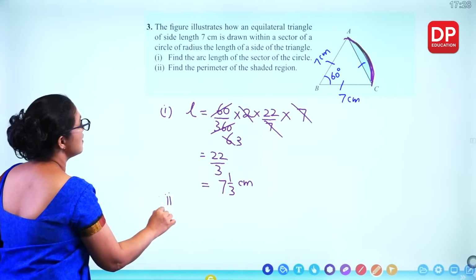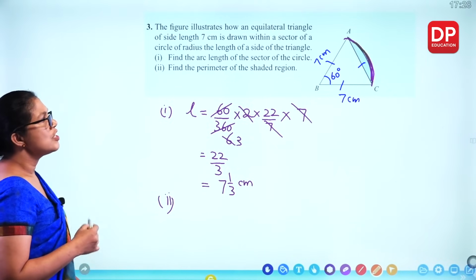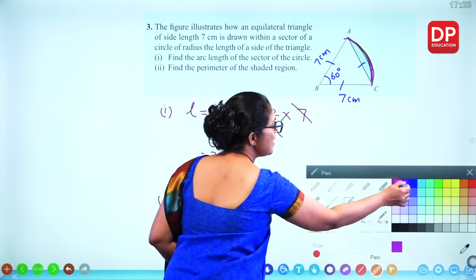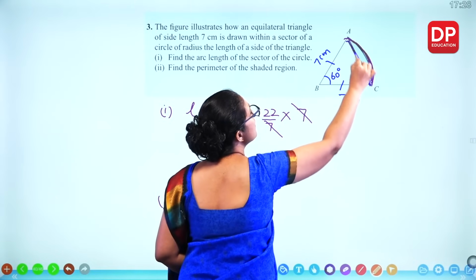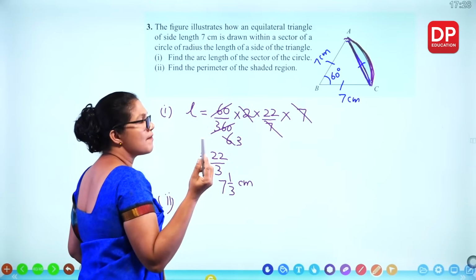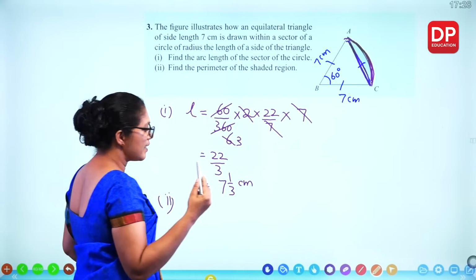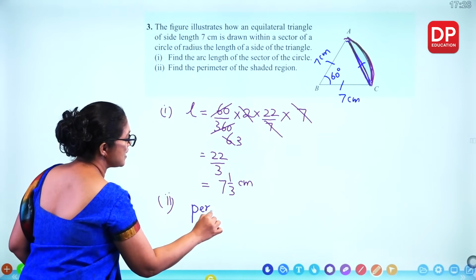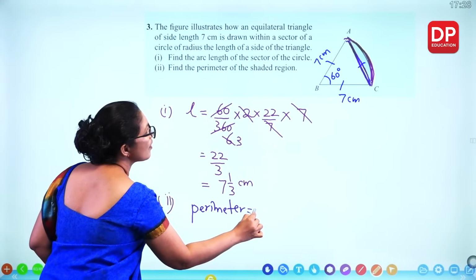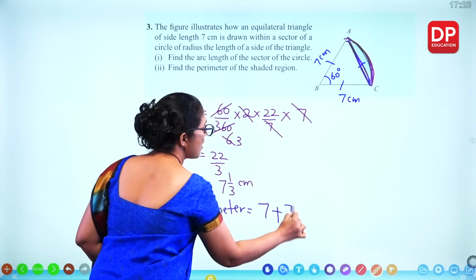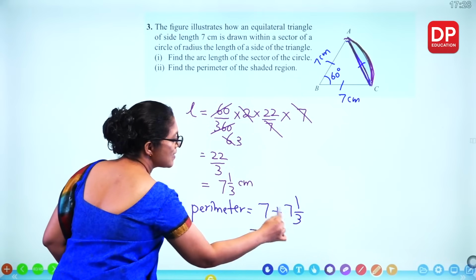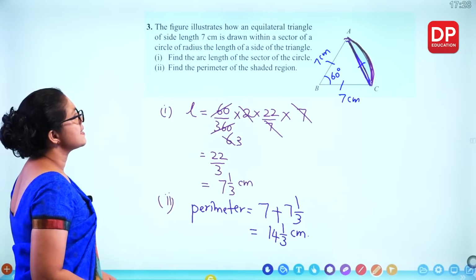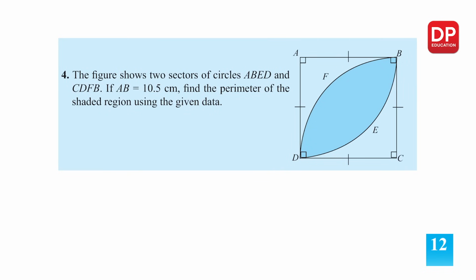What's the second part? Second part says find the perimeter of the shaded region. Now we found this length, and according to the shaded region you need this length, but we know this length is the same as 7 because this is an equilateral triangle. So what's the perimeter of the shaded region? You just add 7 and the arc length. When you add these two, 7 and 7 becomes 14 and 1/3 centimeters.